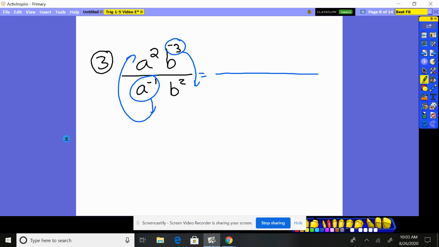So let's clean this up. I have a squared here, so that's just a squared. B to the negative 3 tells me he's going to go below. I come now down below in the denominator, I have a negative 1. That's going to flip it back up to the top. And then b squared just stays where he is. So again, negative exponents, if you're in a fraction, if you're up top, you're going to the bottom. If you're in the bottom, you're going to the top.